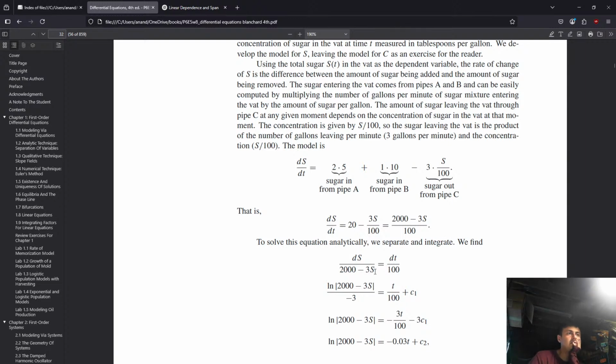Let's see if I did that right. Oh, so they just divided that. That's smart. That's what you should do for sure. Okay, so instead of this, you just okay, and then they get, let's see. So they integrate and they get ln of 20 minus 3S over minus 3.